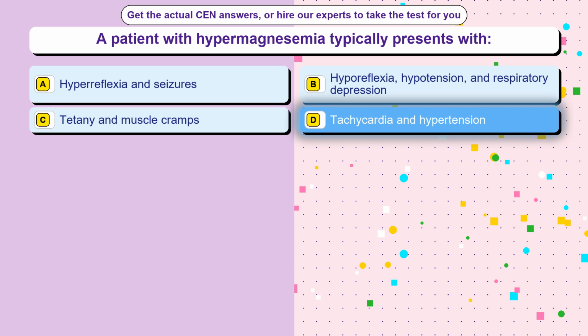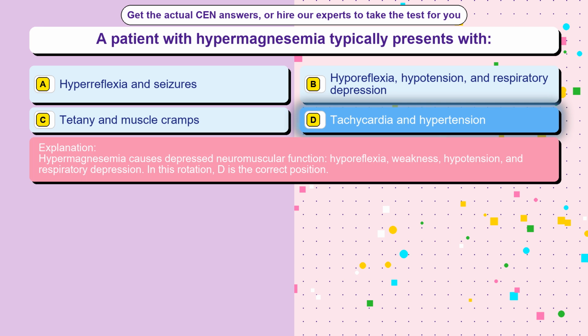The correct answer is option D, tachycardia and hypertension. Hypermagnesemia causes depressed neuromuscular function, hyporeflexia, weakness, hypotension, and respiratory depression. In this rotation, D is the correct position.